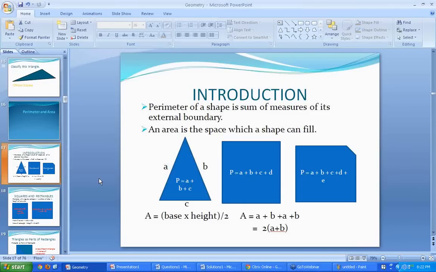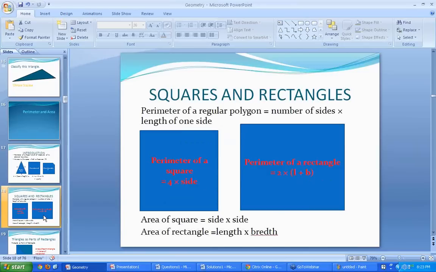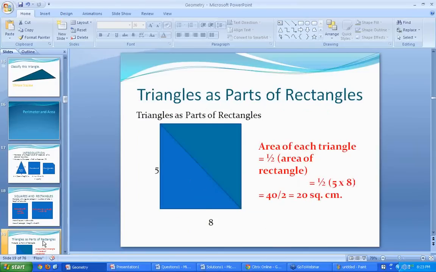Rectangle has area as length into breadth. For square, length and breadth would be equal, so area would be side square. Square is the same. Rectangle, as I have told you. Please stop me if you are stuck somewhere. Triangle as part of rectangle.